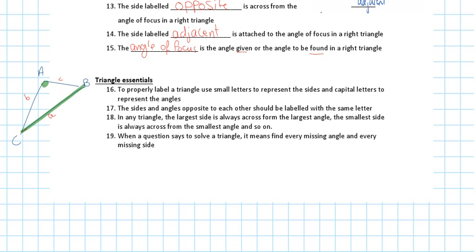Now, when a question says to solve a triangle, if I ask you in the question, solve the triangle, I am looking for every single measurement inside the triangle. I'm looking for all the sides, and I'm looking for all the angle measurements. Okay? It means find every missing angle and every missing side. Are we okay with that? Any questions?